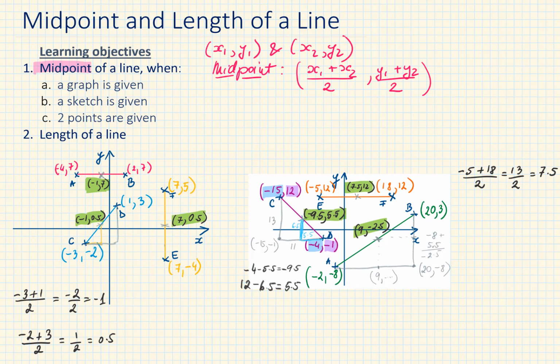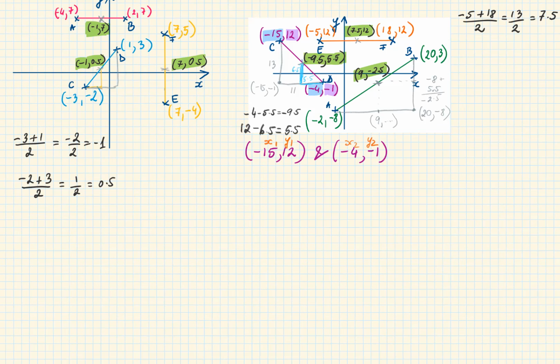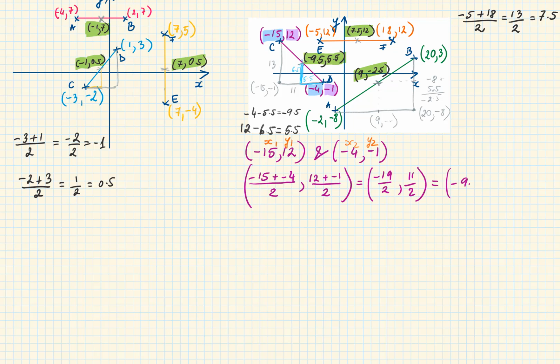To work out the midpoint when 2 points are given, we can now use the formula x1 plus x2 divided by 2, y1 plus y2 divided by 2. So looking at the last line that we have done, add the x values, divide by 2, add the y values, divide by 2, which will give us minus 19 over 2, 11 over 2, and this is exactly as we have worked out in our diagram.